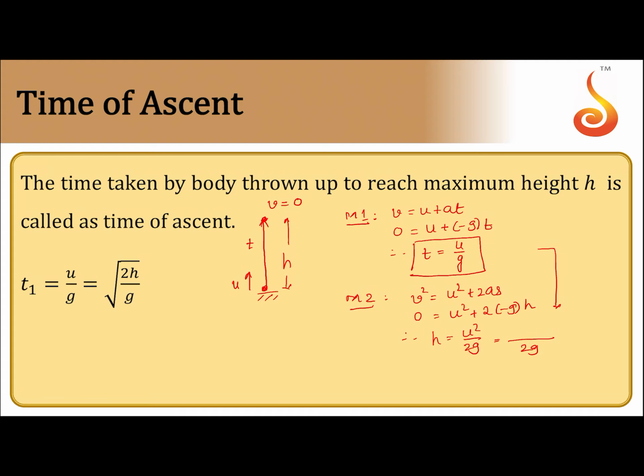2g remains in the denominator, u square is t square into g square, because from this equation t is equal to u by g, therefore, u is g into t. And here one set of g cancels. So, what do I have? I have h is equal to t square g divided by 2, or t square is equal to 2h divided by g, or t is equal to square root of 2h divided by g. Therefore, the time of ascent is root of 2h by g, or this can also be written as u divided by g.